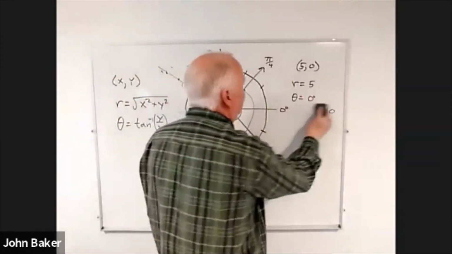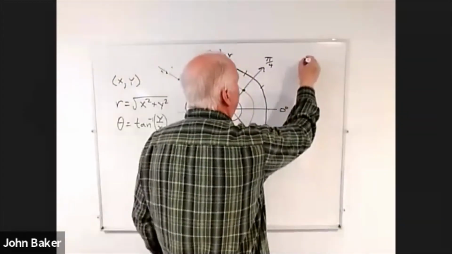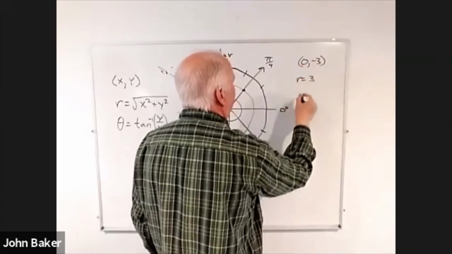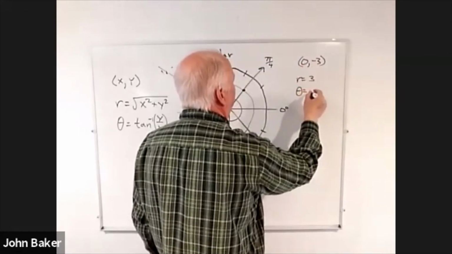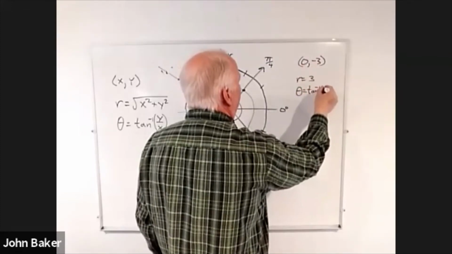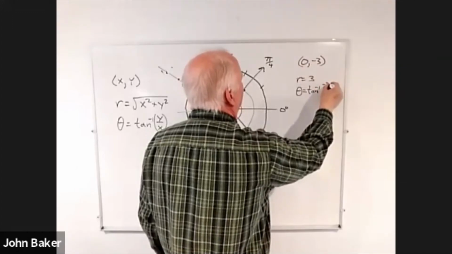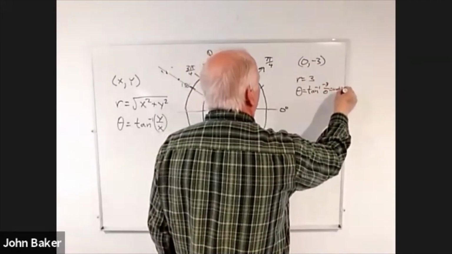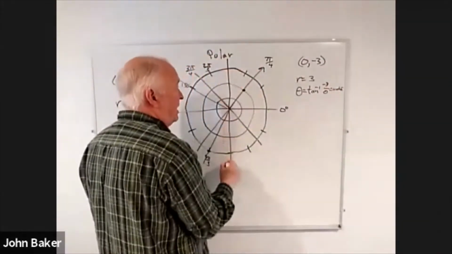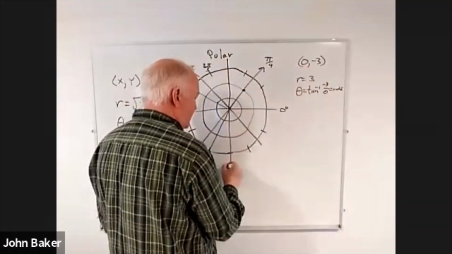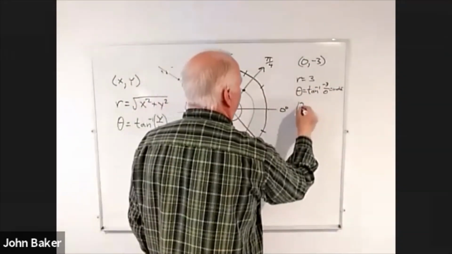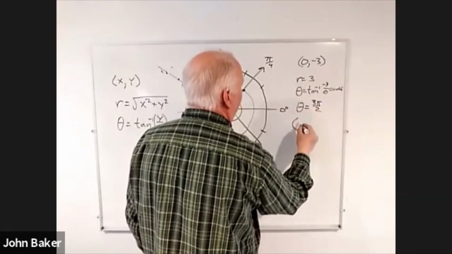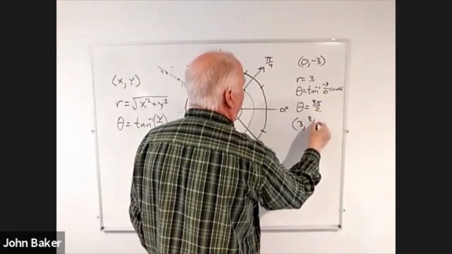Let's take a look at the point 0, -3. Again, the radius we can see is 3. The direction is going to be the inverse tangent of -3 over 0. Well, that's undefined. Well, we know if the tangent is undefined, that it's on the y-axis. So in this case, -3 would be down, and that's at 3 pi over 2. So theta would be at 3 pi over 2. And so the polar coordinates would be 3 at 3 pi over 2.